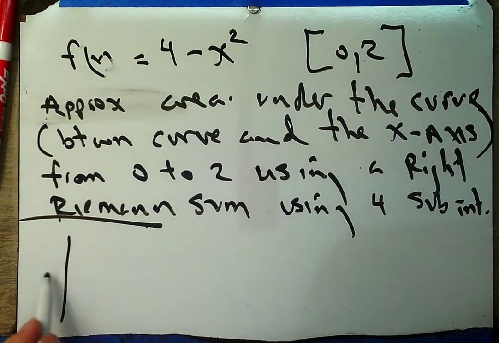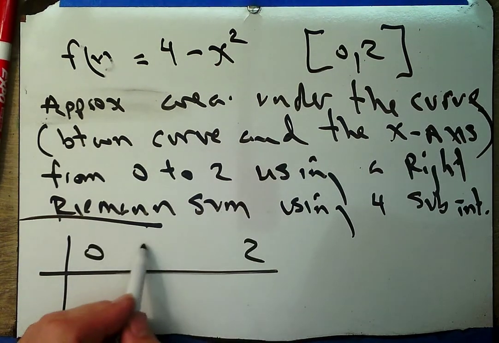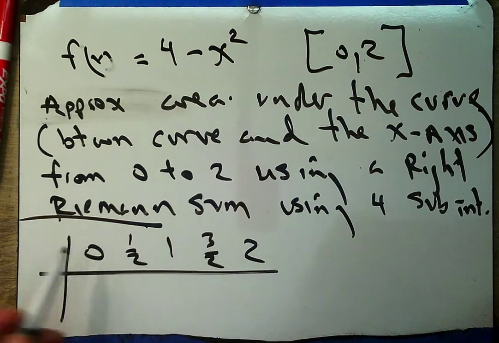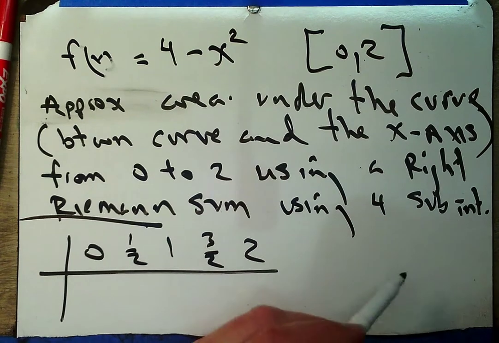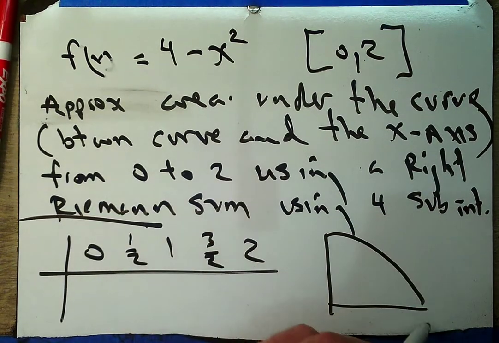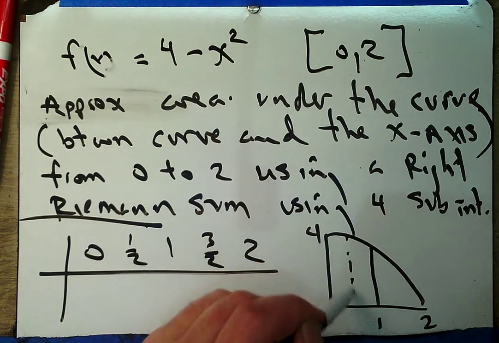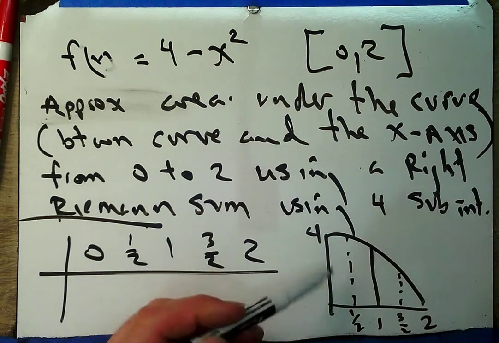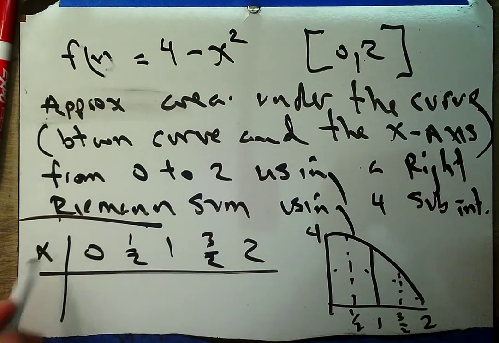So I think I want to do this one from a table. I'm going from 0 to 2. We want 4 subintervals. And I know you're saying, but Mr. Kukla, that's 5 numbers. You wanted 4 subintervals. And so yes, I'm actually going to end up drawing the graph. 0, 1/2, 1, 3/2, 2. Look, 1, 2, 3, 4 subintervals requires 5 numbers, right?